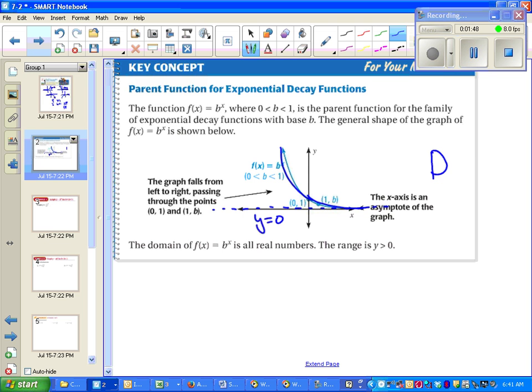Domain is still all real numbers. Range is still always determined by where that asymptote is. If it's above the asymptote, we'll say y is bigger than wherever that asymptote is. If the graph is below the asymptote, then we'll say y is less than whatever that asymptote is in this particular graph, like so. Exactly the same as exponential growth.